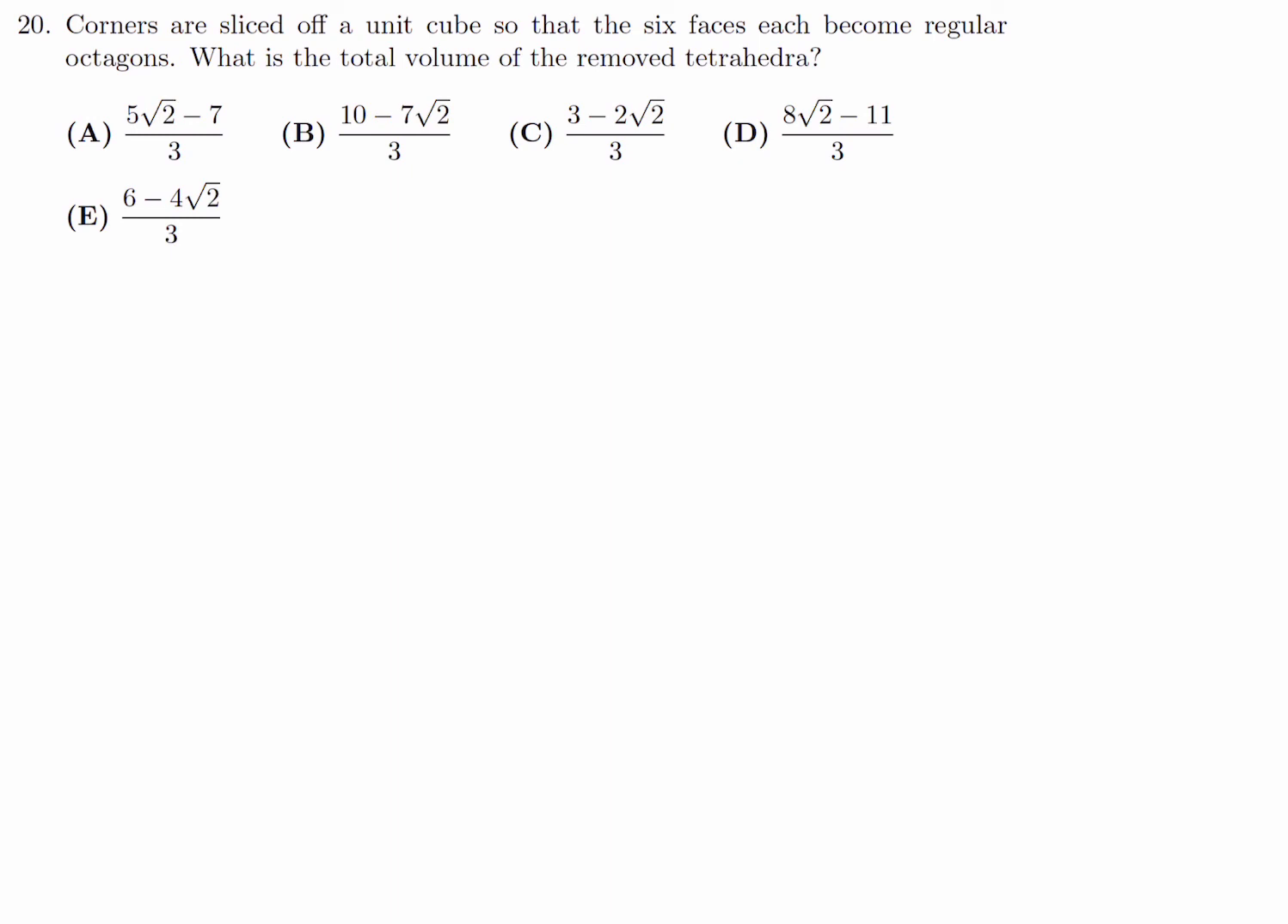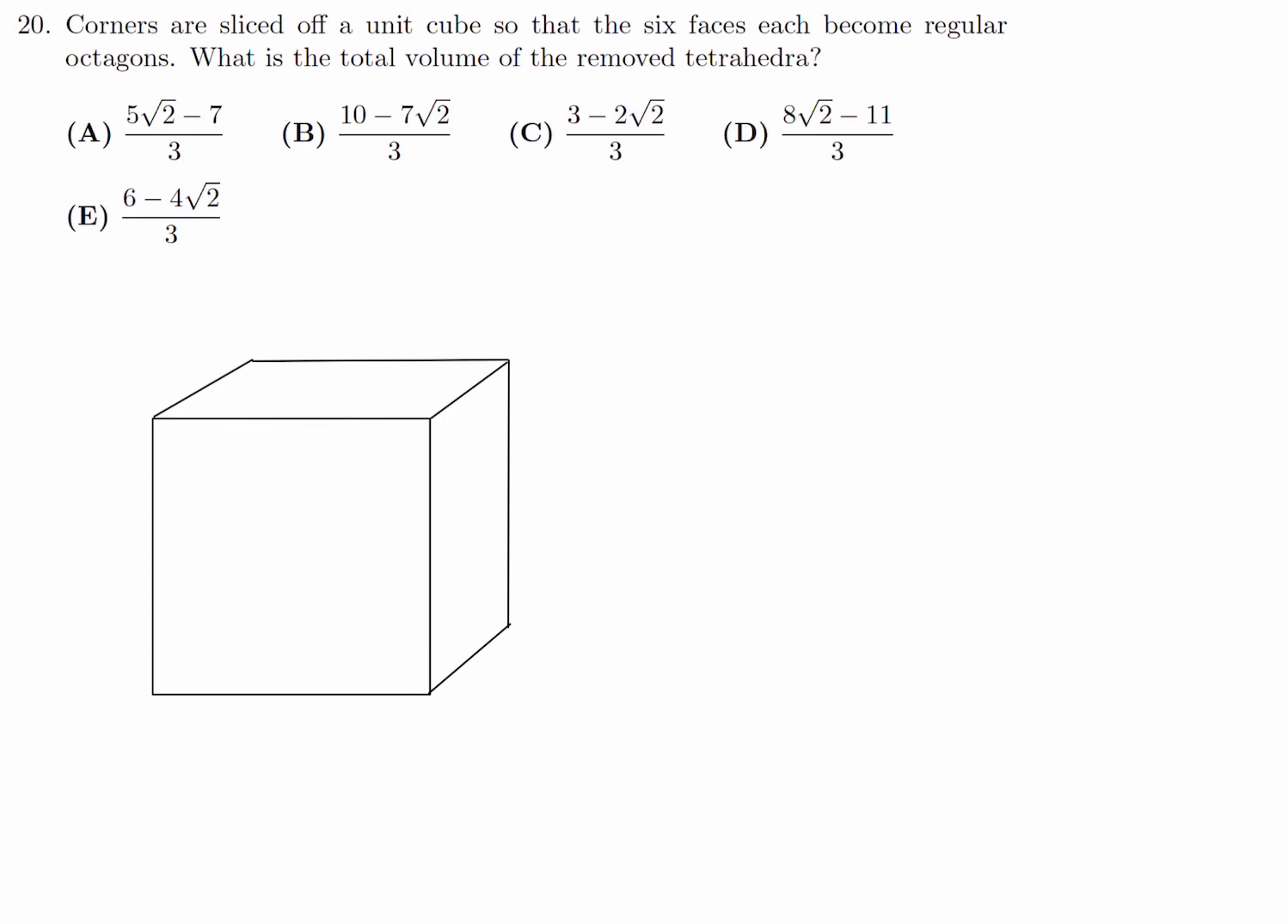Corners are sliced off of a unit cube so that the 6 faces each become a regular octagon. What is the total volume of the removed tetrahedra? So we want to make this cut in a way so that it will make this one face a regular octagon. So the cuts will be approximately like that, right?